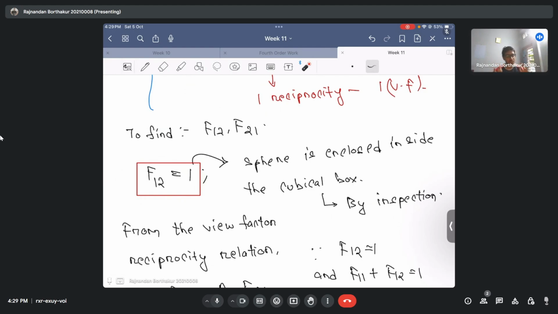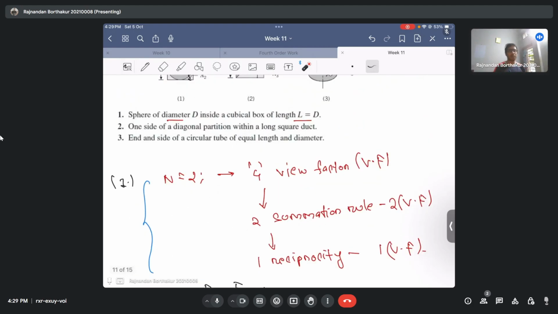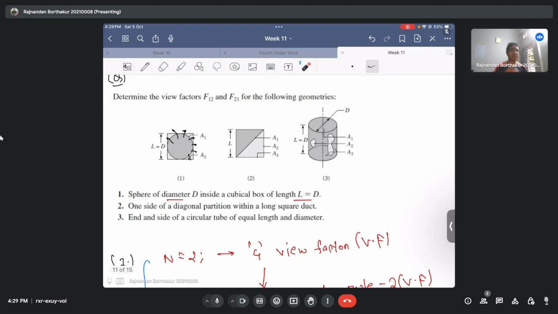And if the nature of the problem is there to assist you, you can calculate the view factors from inspection itself, just as we saw in this case. But this is not always true. Here, just because the physical problem is such that we can calculate one view factor by inspection, we have done that. Okay, so we'll do one more problem here.